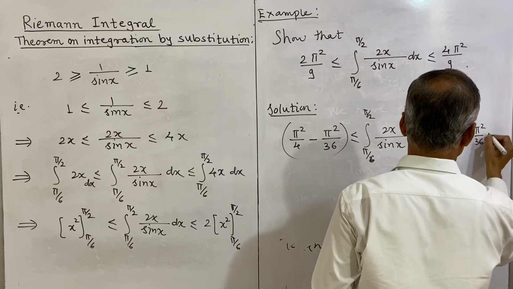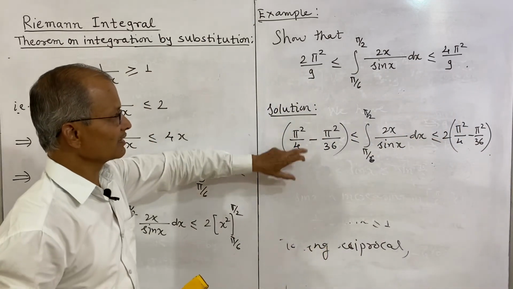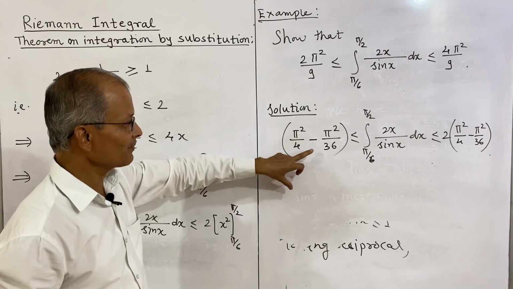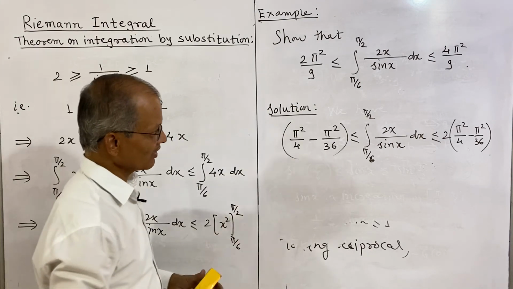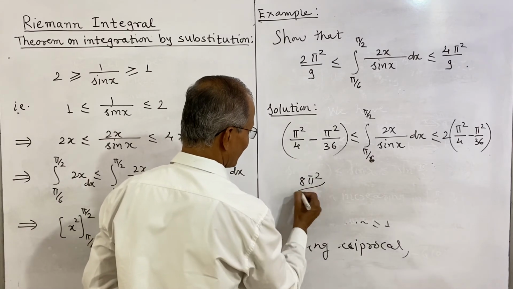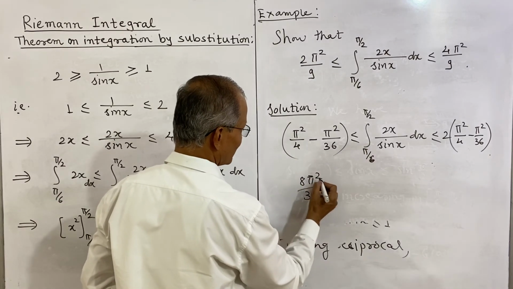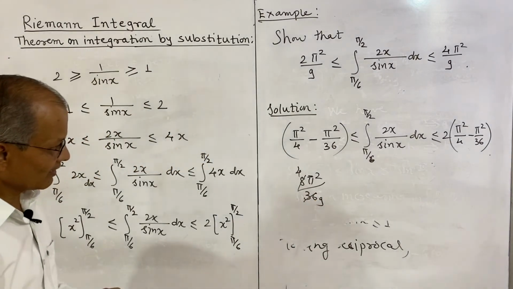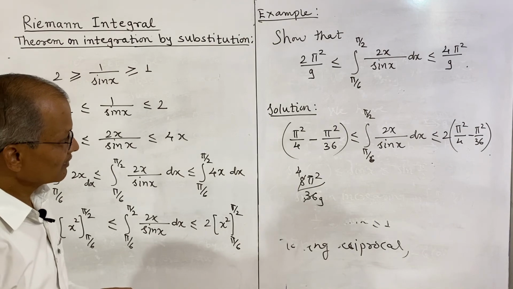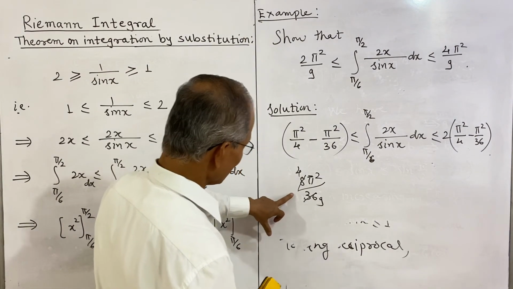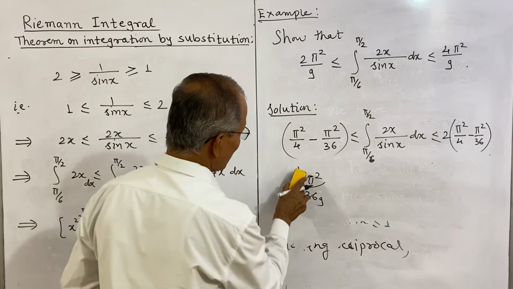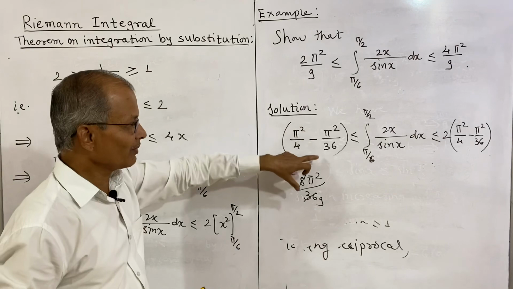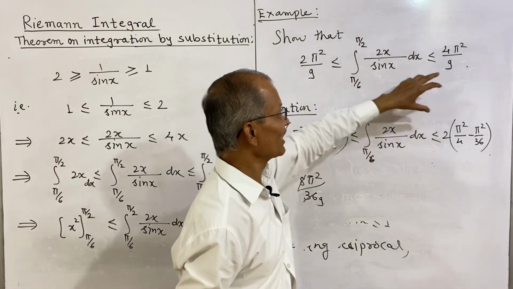square by 36. Now you can verify this is exactly the same as 2 pi square by 9, because if you take 36 as the LCM, then 9 pi square minus pi square is 8 pi square divided by 36, and that is the same as 4 by 9 divided by 2. What we have to consider here is we have to divide by 4, and that means it will be 2 by 9. So check it, 2 pi square by 9, and double that means it will be 4 pi square by 9.